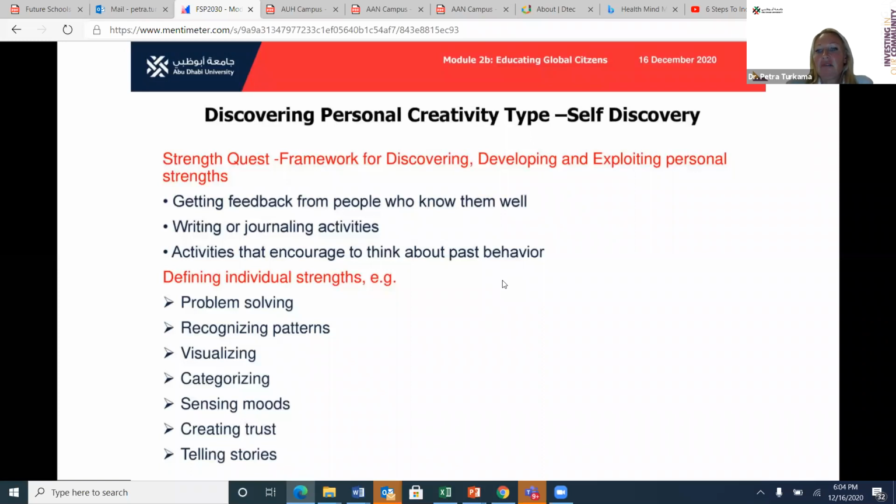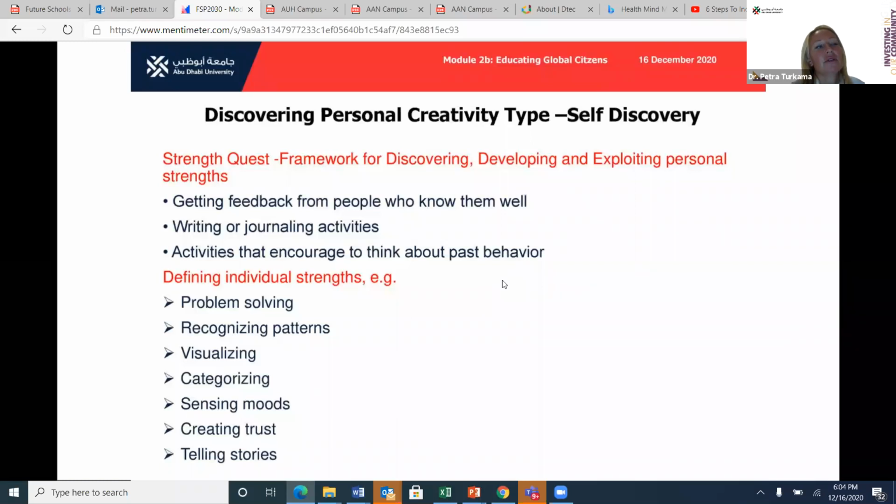The second one would be self-discovery. So keeping a journal or having StrengthsQuest, a framework for discovering, developing, and exploiting personal strengths. When I've been teaching creativity in the past, I actually asked my students to have a journal, and we met once a month with the students individually and discussed how they were doing things and what they were good at, what they were bad at, and what worked, and so forth. And it was quite interesting results there. And the students, they liked the experience, and it was private anyway. They didn't have to share it with anybody.